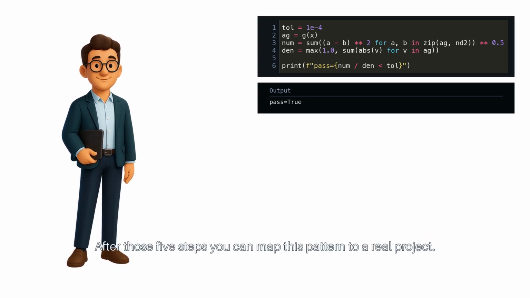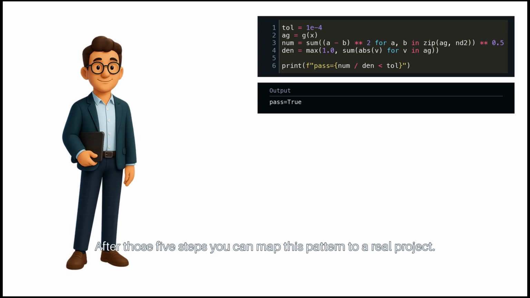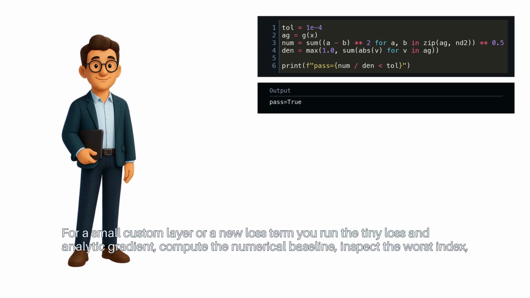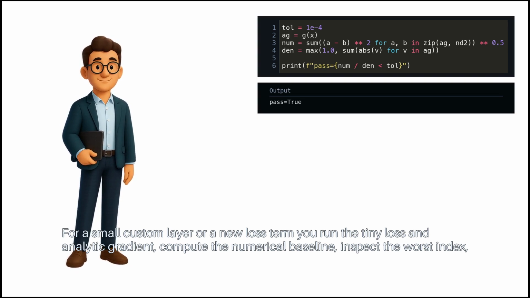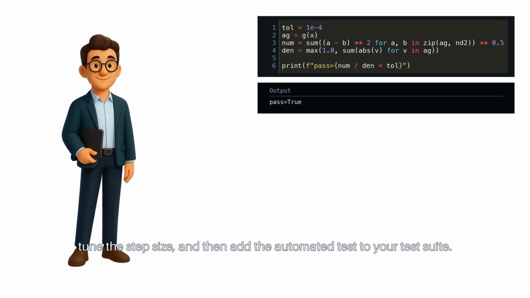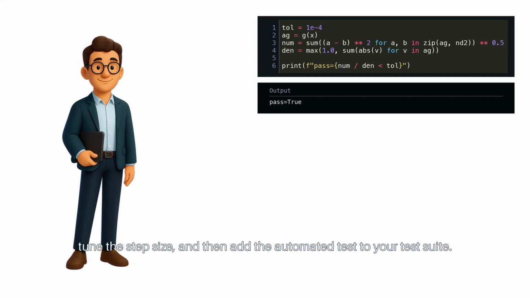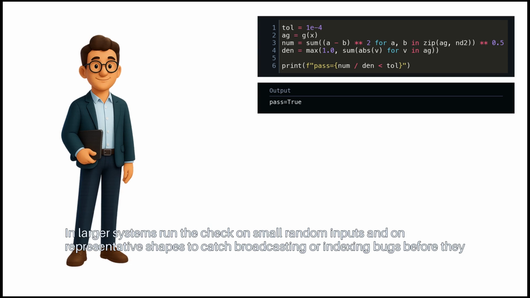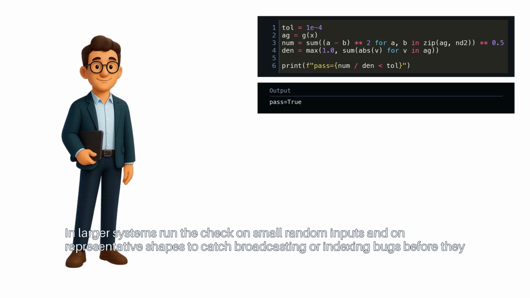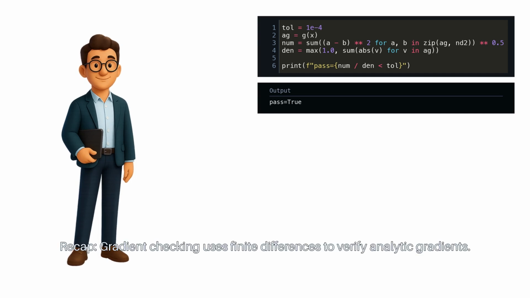After those 5 steps, you can map this pattern to a real project. For a small custom layer or a new loss term, you run the tiny loss and analytic gradient. Compute the numerical baseline. Inspect the worst index. Tune the step size. And then add the automated test to your test suite. In larger systems, run the check on small random inputs and on representative shapes to catch broadcasting or indexing bugs before they affect training.